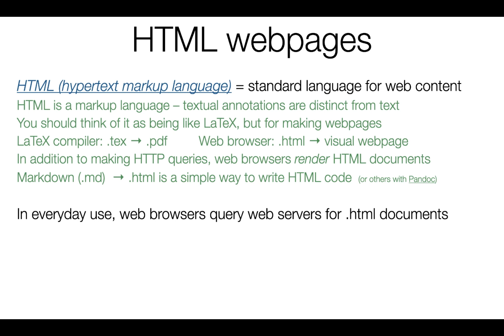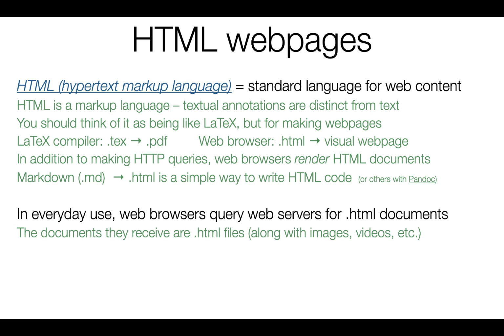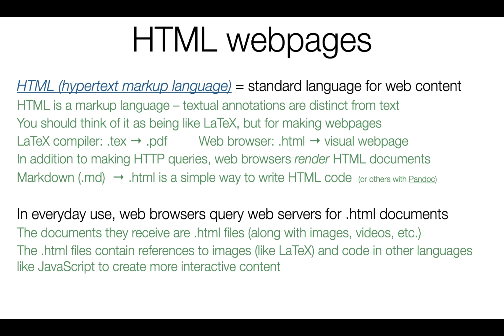In everyday use, web browsers query web servers for the HTML documents. The documents that they get back are going to be .html files, along with things like images and videos and connections so that they can stream those and so on. The HTML files make references to the images, just like in LaTeX, and they also embed code in other languages, most importantly JavaScript, to enable better interactivity. So HTML itself does support interactivity, like when you mouse over a link, but it doesn't support a lot of other advanced interactive features. Almost all of that is scripted in the JavaScript language and interpreted and executed by the browser itself.